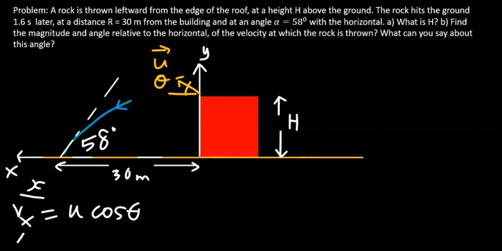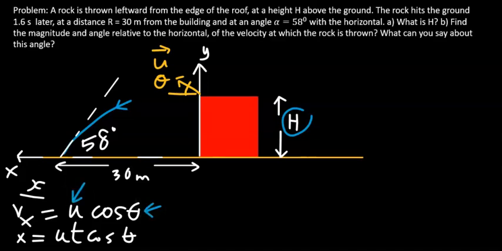Now what about the x coordinate? How does that change? It is just vx times time, which is this times time. So it is just u t cosine theta. Remember, in addition to h, we need to figure out this theta and also u, the initial velocity.